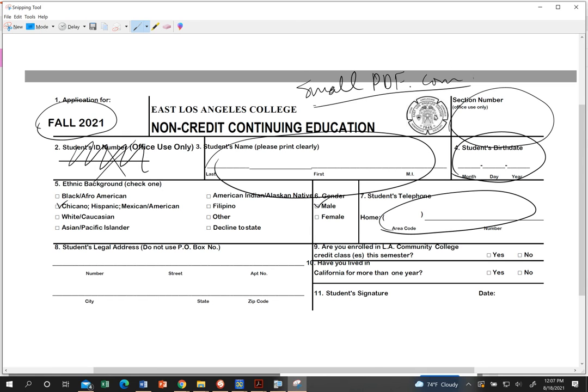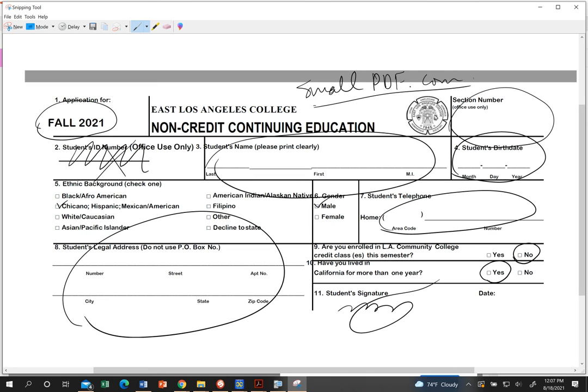Remember I told you your phone number should be your cell number. And then make sure your address is matching to school address. No one's going to check up on you. Are you enrolled in LA Community College? You have to say no. And then have you lived in California more than 1 year? Yes, that's right. And this is the only part that you need to sign. And then make sure you type the date there. All right, don't forget to do all those things.